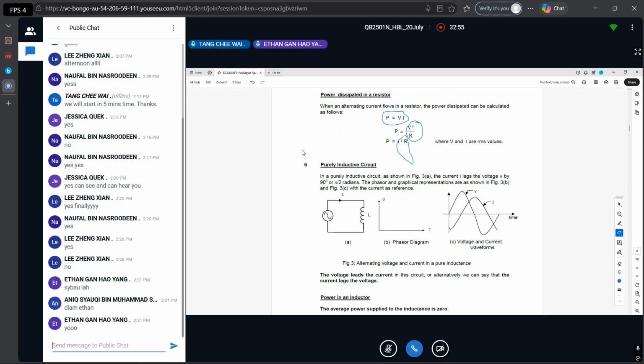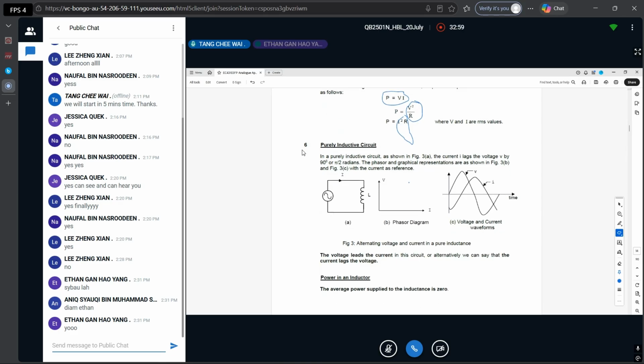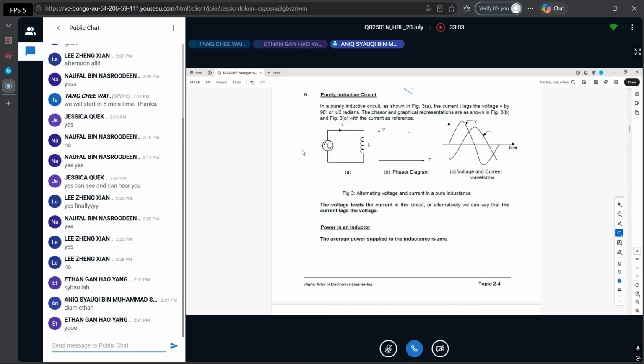Let's continue. We cover until the resistor. We move on to the next one, which is the purely inductive circuit, where you only see the inductor.